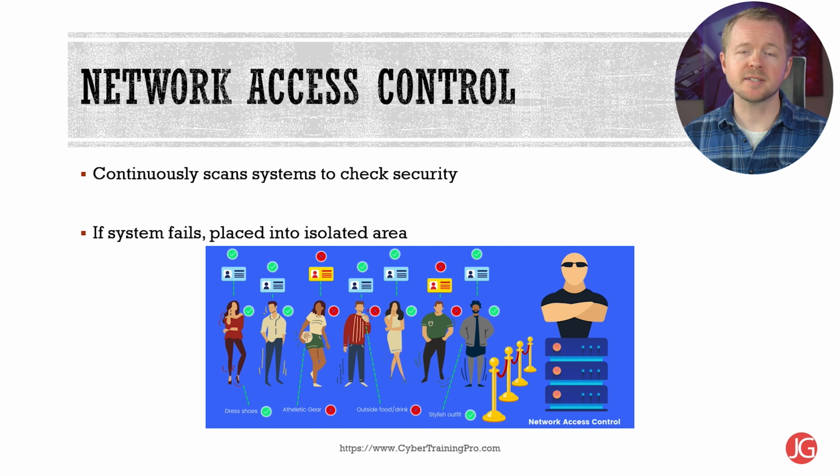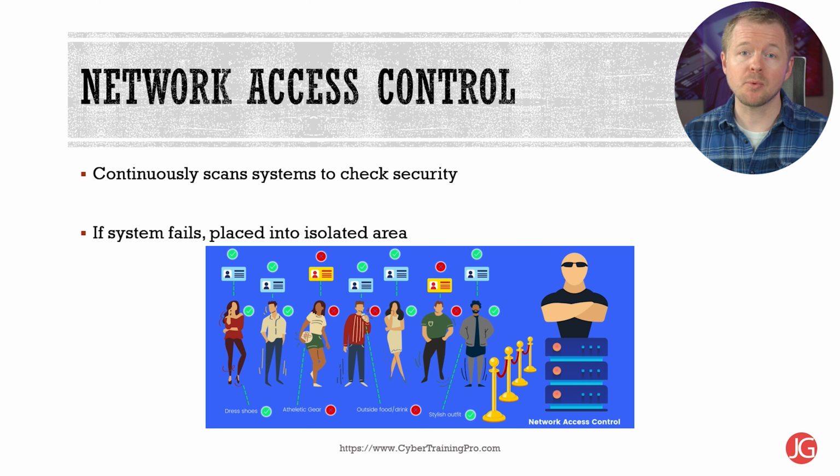Let's go ahead and talk about some network access features and technologies that you can use on your network. Network Access Control, or NAC, is a security control that continuously scans systems to make sure that they meet security requirements. If systems fail the inspection, then they can be prevented from connecting to the network or put into an isolated part of the network until the issues are corrected.